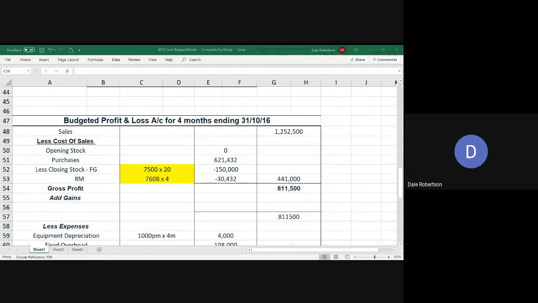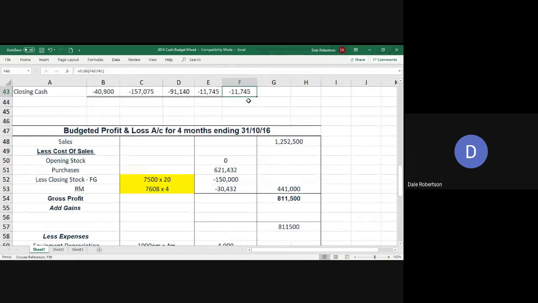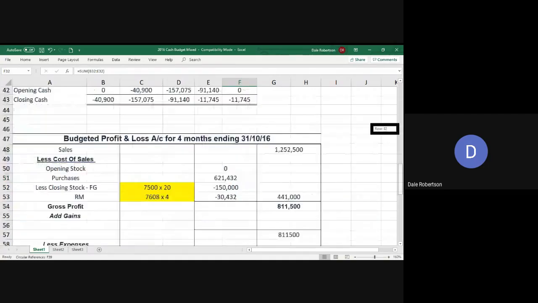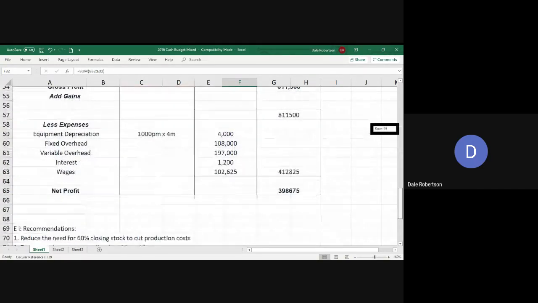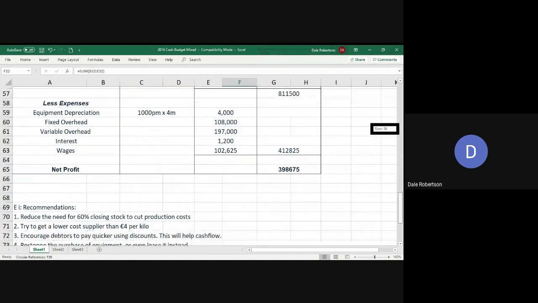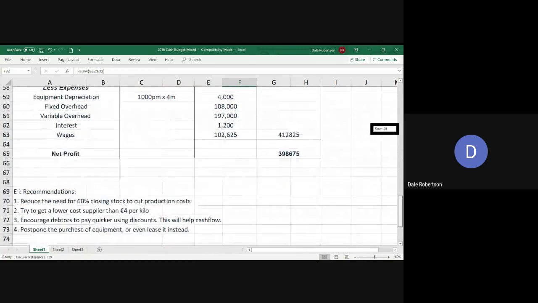We do it like this. So the fixed overheads are going to be this 108,000. The variable overheads are going to be this 197,000. The interest is going to be this 1,200, and the wages are going to be this 102,625. So all of those numbers are directly from the cash budget in part C. 108, 197, 1,200, 102. You take away those expenses to get your net, and that's your net profit of 398,675.